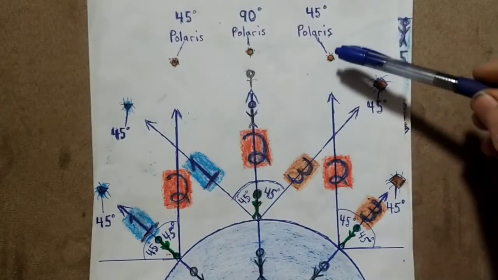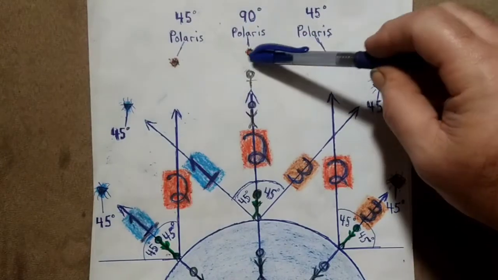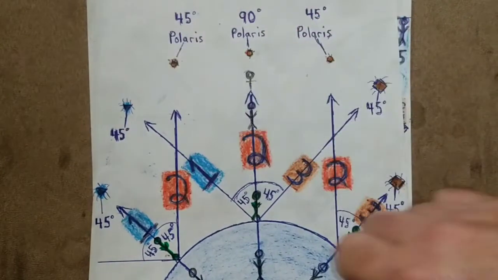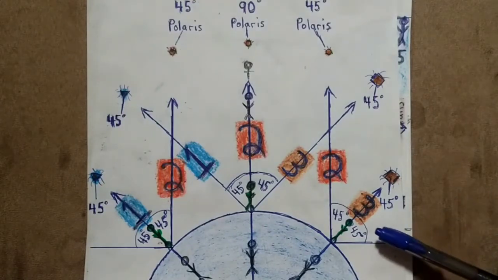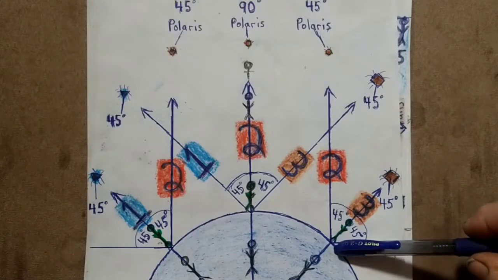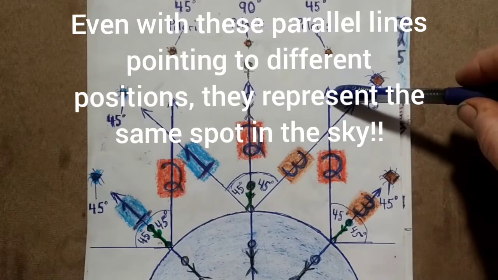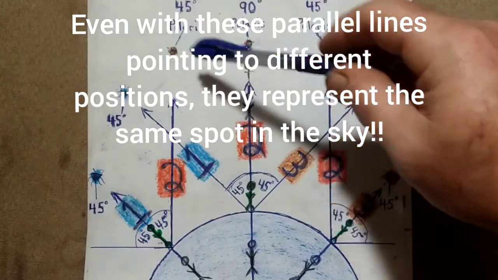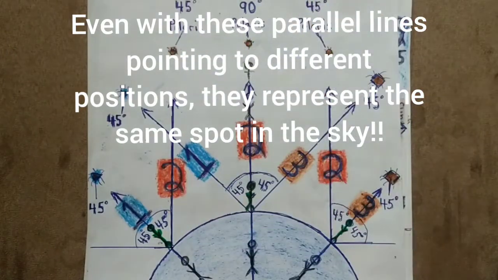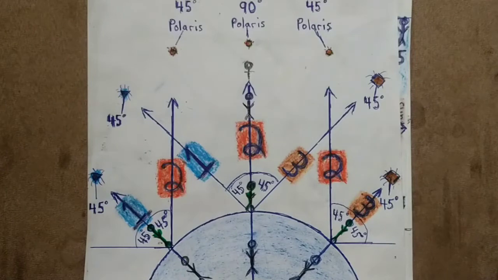So Polaris is in this position, and this position all at once. And however many people are observing it, that's how many positions it's in in a globe model. So all at the same time, if this guy looks 45 degrees, he has Polaris. This guy looks 45 degrees, has Polaris. This guy looks 90 degrees and has Polaris. It's going to be in all those positions all at once.